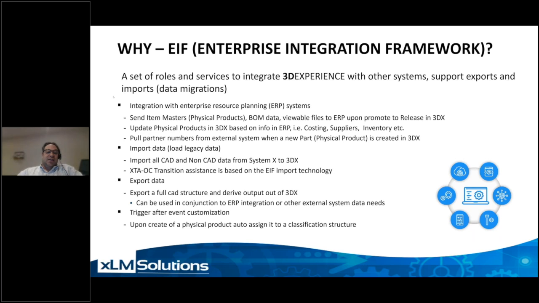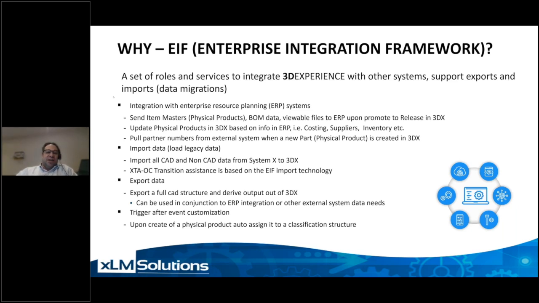For example, you can send item masters, which are physical products, from 3D Experience to ERP. You can send BOM data, the bill of material, the reference children and quantities. And you can send files, whether viewables or derived output files like PDFs and STEP files, to ERP. In many cases, this data is sent on a promote to release event in 3D Experience. You can also use it to update data in 3D Experience based on other systems.